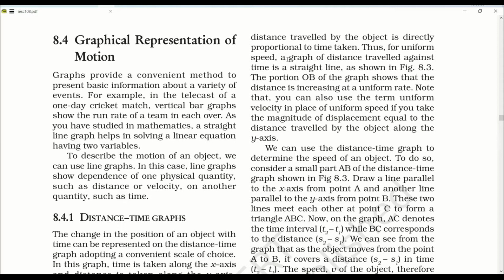Today we will be continuing Standard 9 NCERT syllabus Chapter 8 Motion Part 2. Let's begin with the graphical representation of motion.